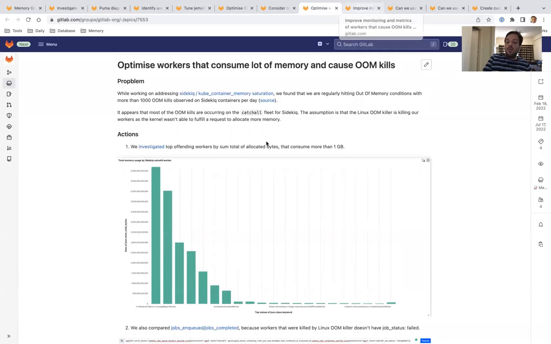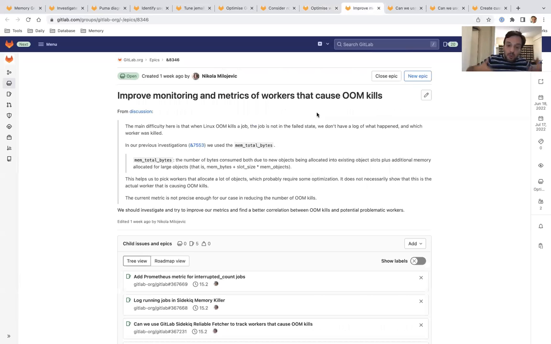So before we continue, and we have optimized a few workers already, we have decided to first improve monitoring and metrics of workers. So that if we have a better understanding of those metrics, we'll be able to figure out which workers have issues. Because at the moment, we are a little bit blind because we don't have all the metrics that we need. There is also the problem where when the Linux out of memory killer jumps in and kills a process, this can happen very fast, and the worker may not even have the time to add the log that it is being killed because it uses too much memory.